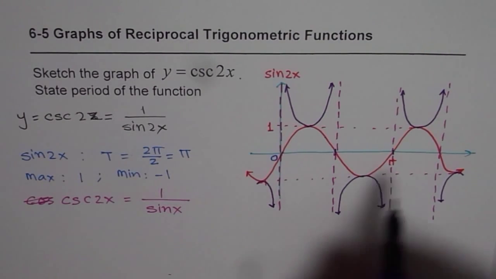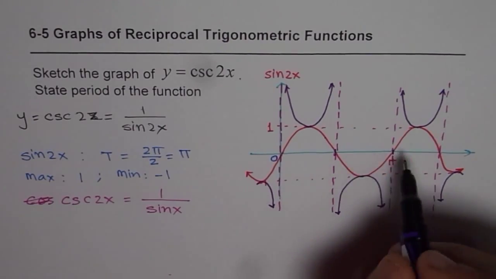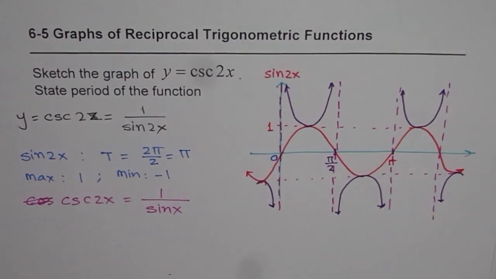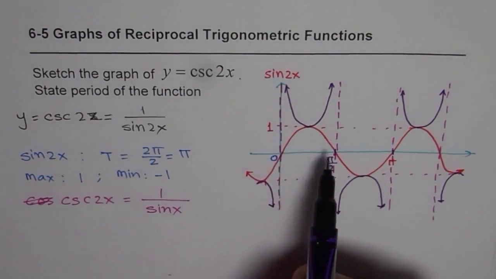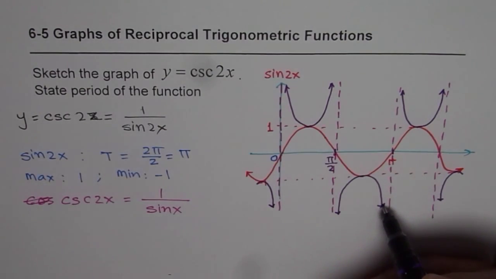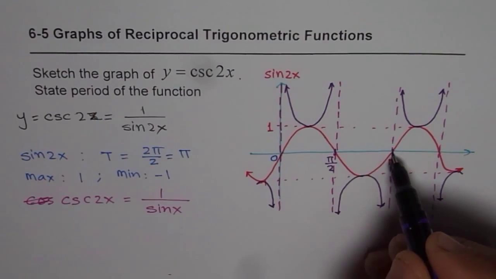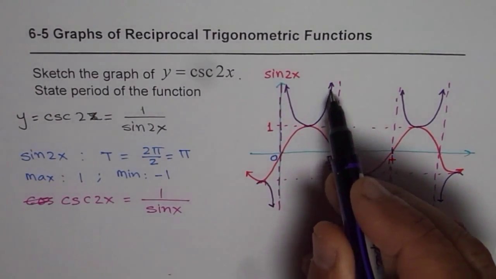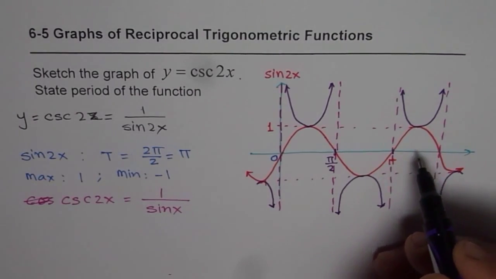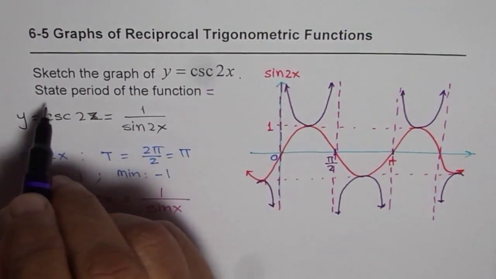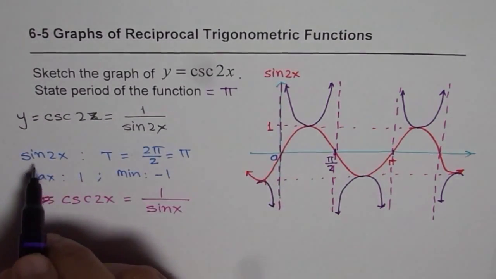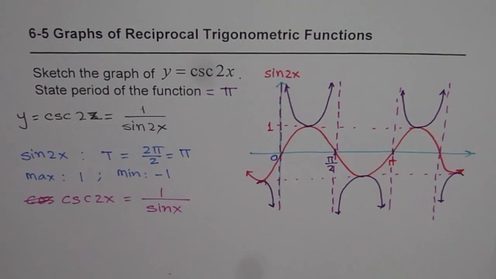I hope that very clearly indicates how you can easily sketch the graph of cosecant 2x. Do you see that? What you will notice is that this is one full wave of cosecant 2x. It repeats after pi. This is one wave, starting upwards and downwards. It repeats after pi, and therefore for this function we have to state the period also. So the period for this function will be pi, as is the case for sine 2x, right?